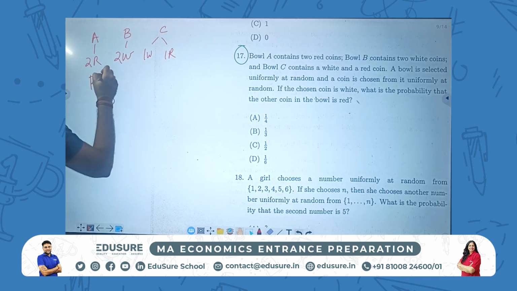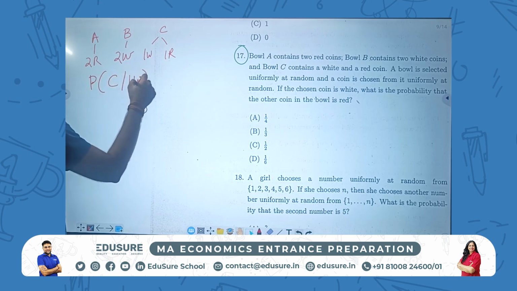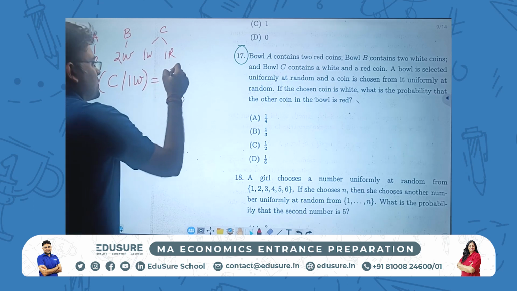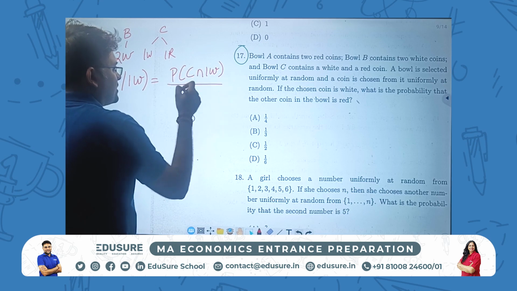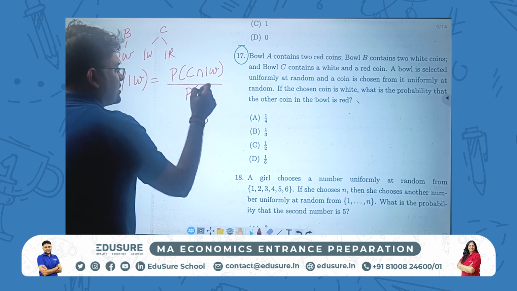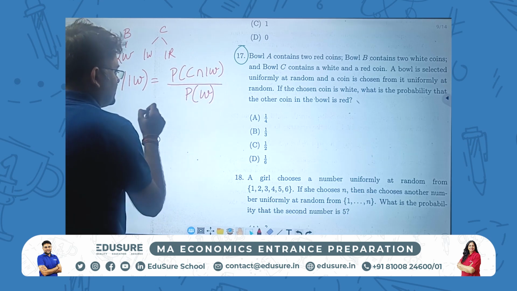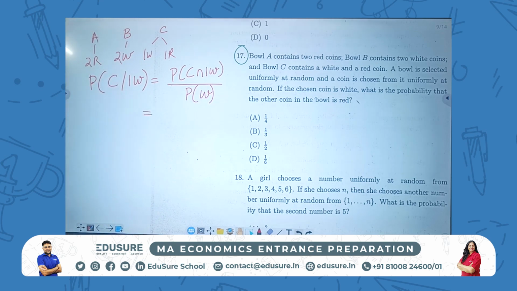So the probability that the other coin is red means that it is bowl number C, given that one of the coins is white. So basically, C given that the one I have taken out is white, divided by what is the probability of taking out a white in the first instance. This is a Bayes theorem question.